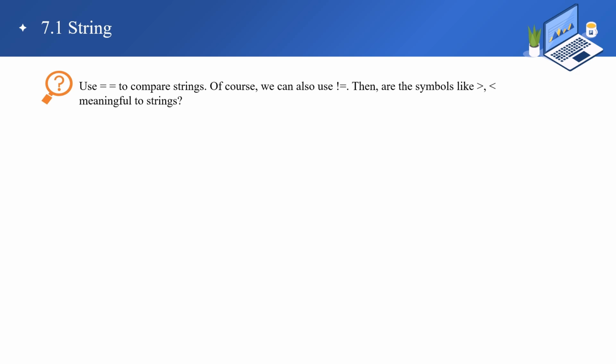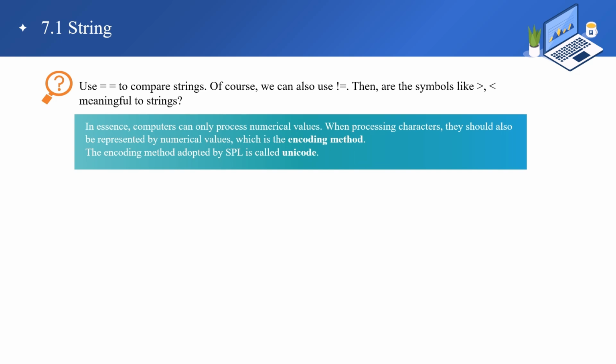We just used equals to compare strings. Of course, we can also use exclamation mark equals. Then, are other symbols like greater than sign and less than sign meaningful to strings? Yes. In essence, computers can only process numerical values. When processing characters, they should also be represented by numerical values, which is the encoding method. As we said earlier, the encoding method adopted by SPL is called Unicode. Since it is a numeric value, it can be compared. When strings are compared, the character codes are compared.